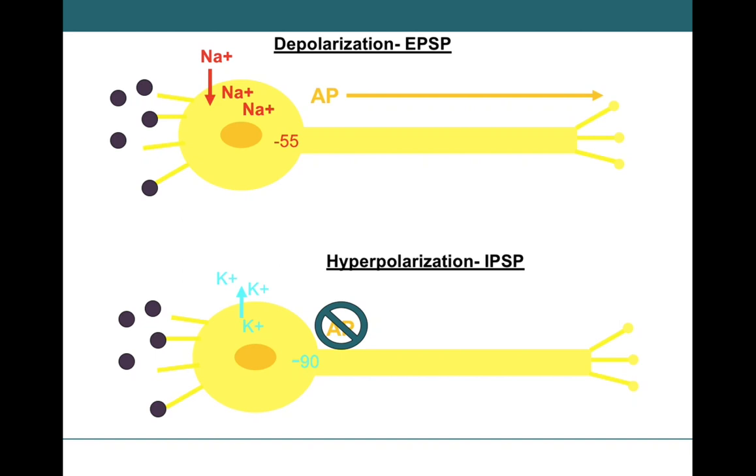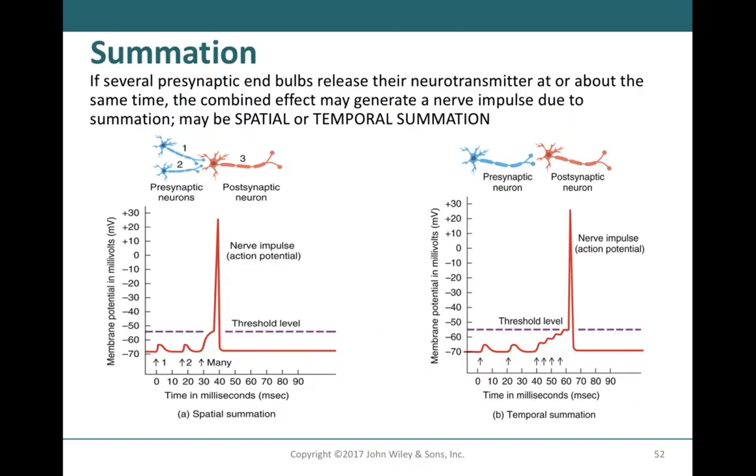postsynaptic cell. So ultimately, what's determining whether or not an action potential is going to fire is the summation of EPSPs and IPSPs. If we can bring our membrane potential to that threshold at negative 55 millivolts, that will allow us to fire an action potential. But if we move away from negative 55 millivolts, that's going to make it much less likely that an action potential is going to fire.